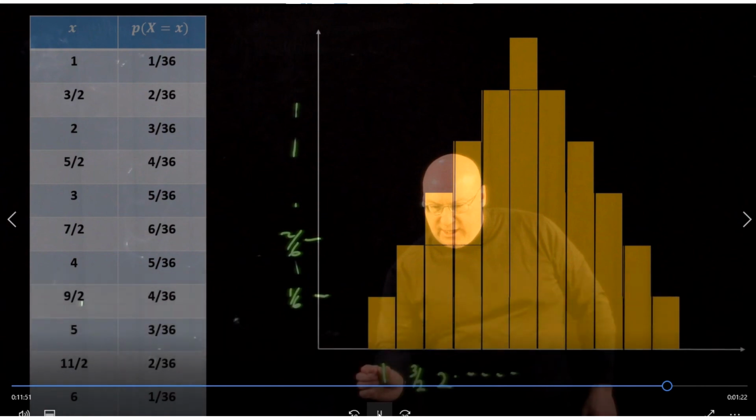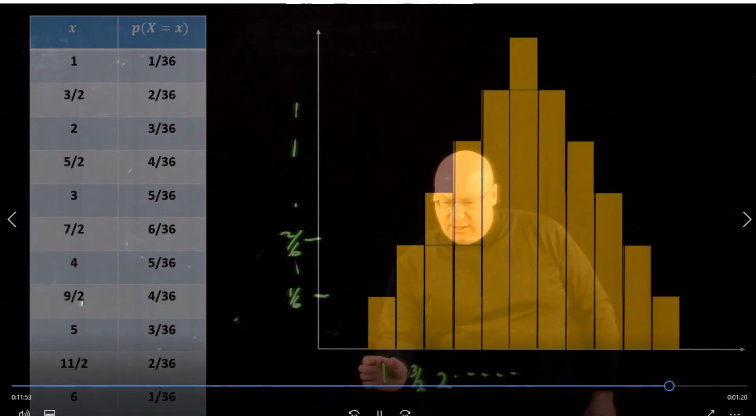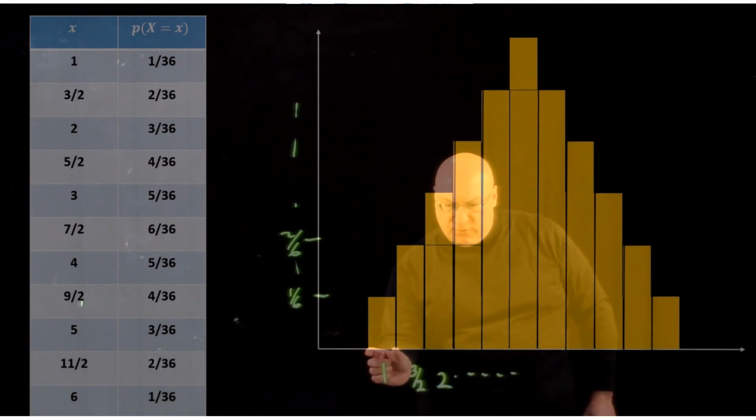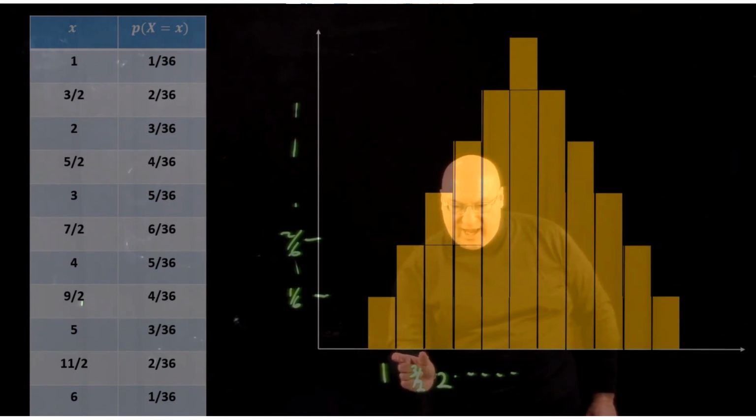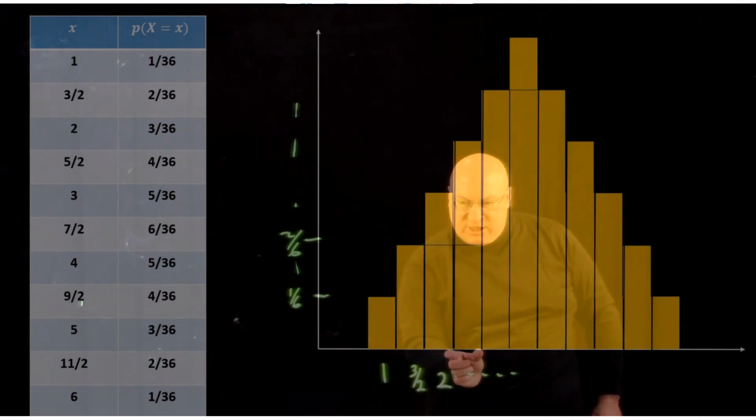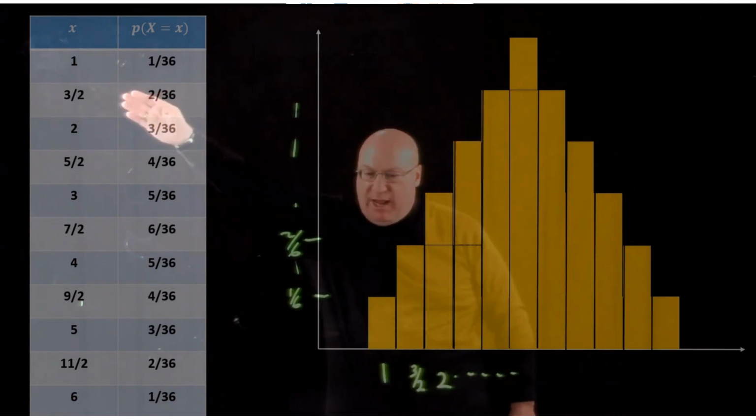All right, what are the left and right endpoints of the bar? It goes from 3/4 to 5/4, right? To be in between, this one here has to be in between 1 and 3/2. So it goes to 5/4 and down to 3/4. That's a width of a half. This has a width of a half, etc. And of course, that's because we're going up by halves over here.